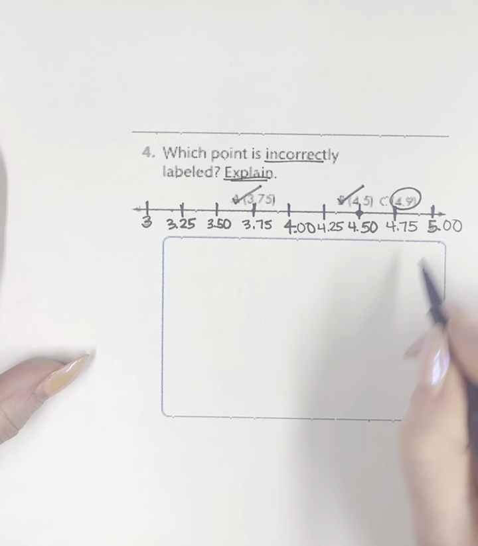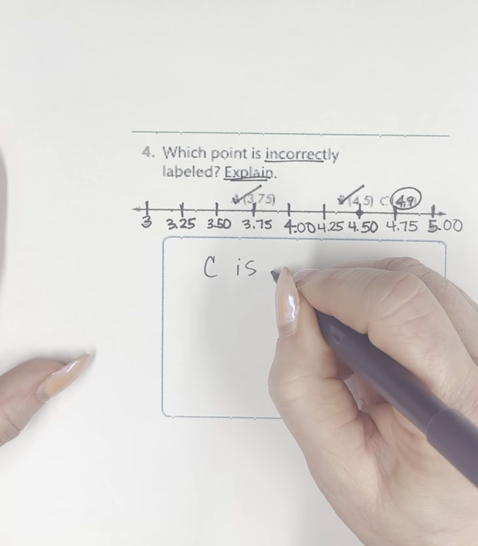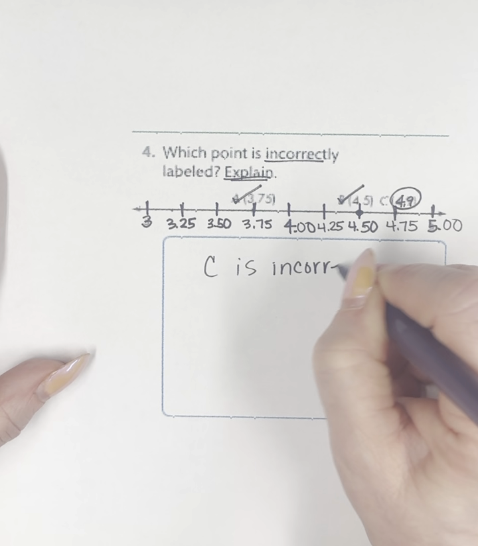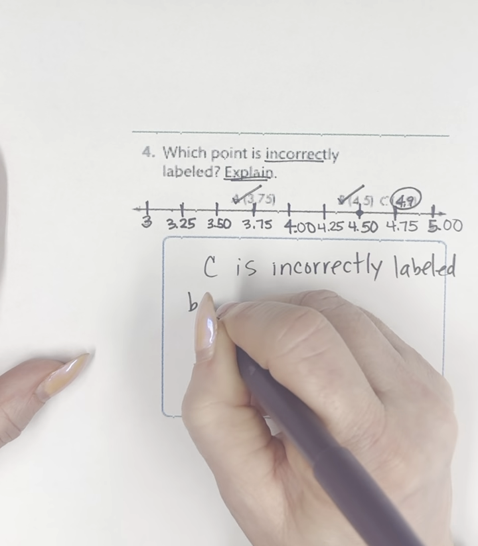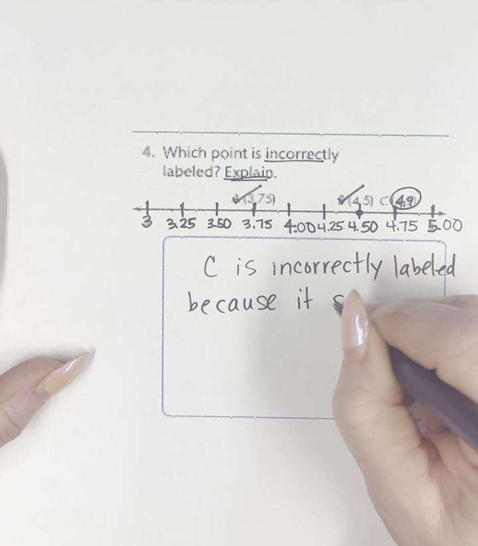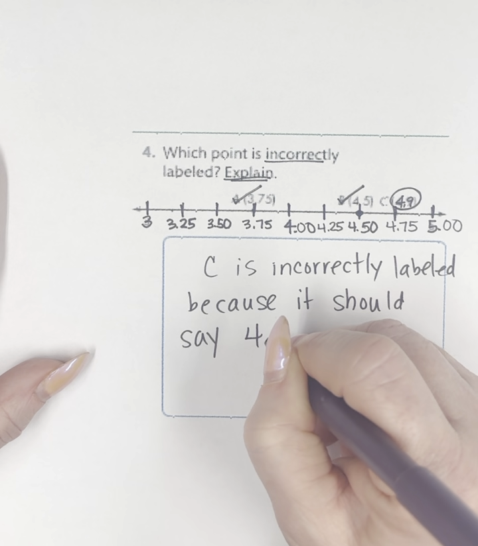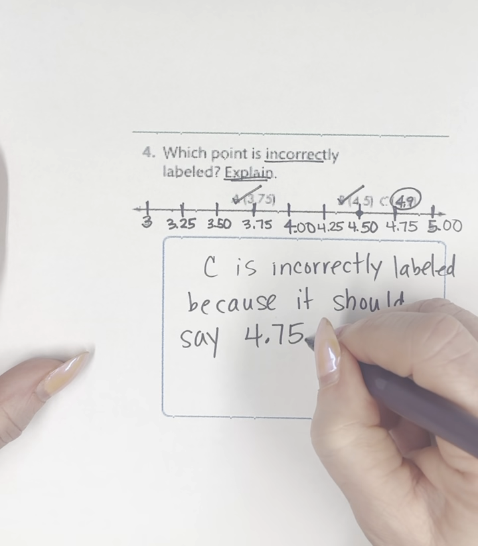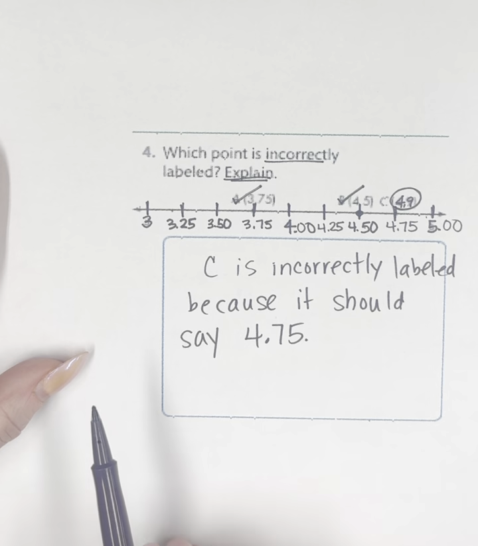Uh-oh. This one says 4.9. Okay? So C is incorrectly labeled because it should read 4.75. Somebody also brought up a good point. If it was 4.9, it would be a lot closer to 5. Another great explanation. Okay, let's get to some money, money, money.